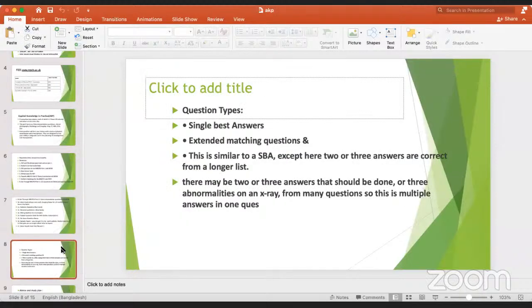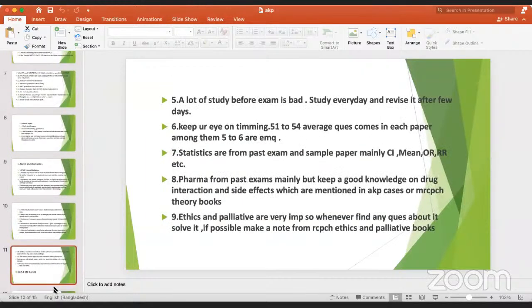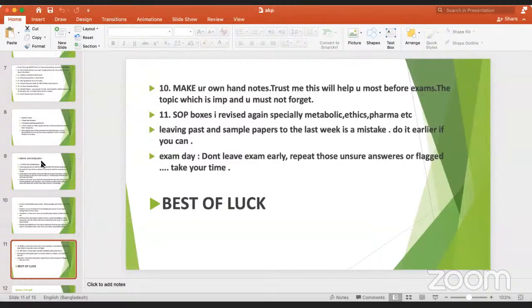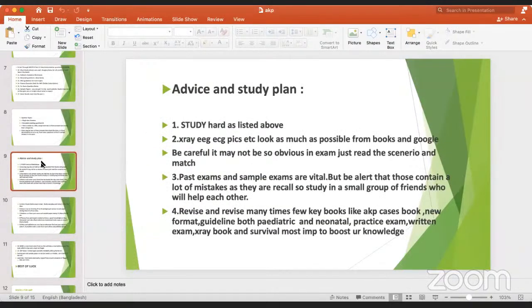Now, the question types were already discussed. There will mostly be single best answer questions. Some questions will be extended matching. Some will not be single best, but two or three answers, okay? So you have to choose which two or three answers are appropriate. Any question until now regarding the books or anything?